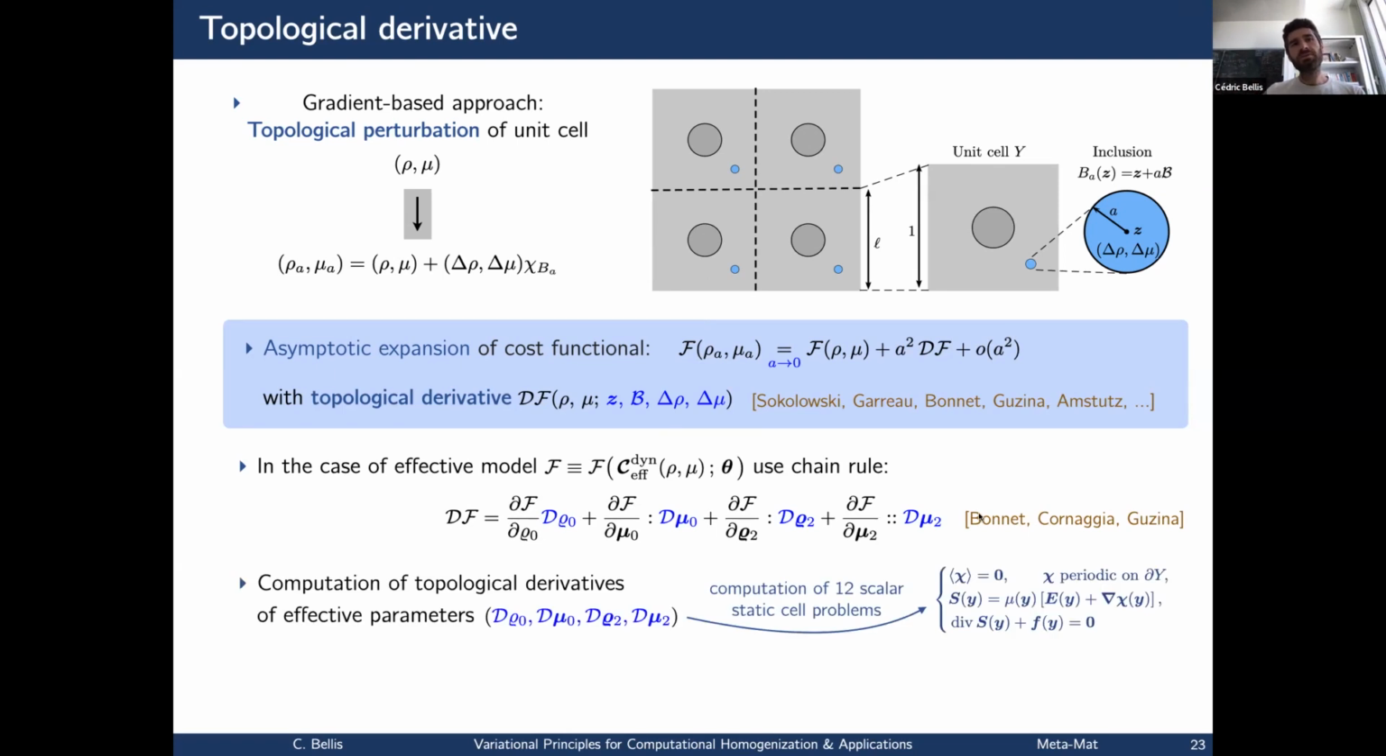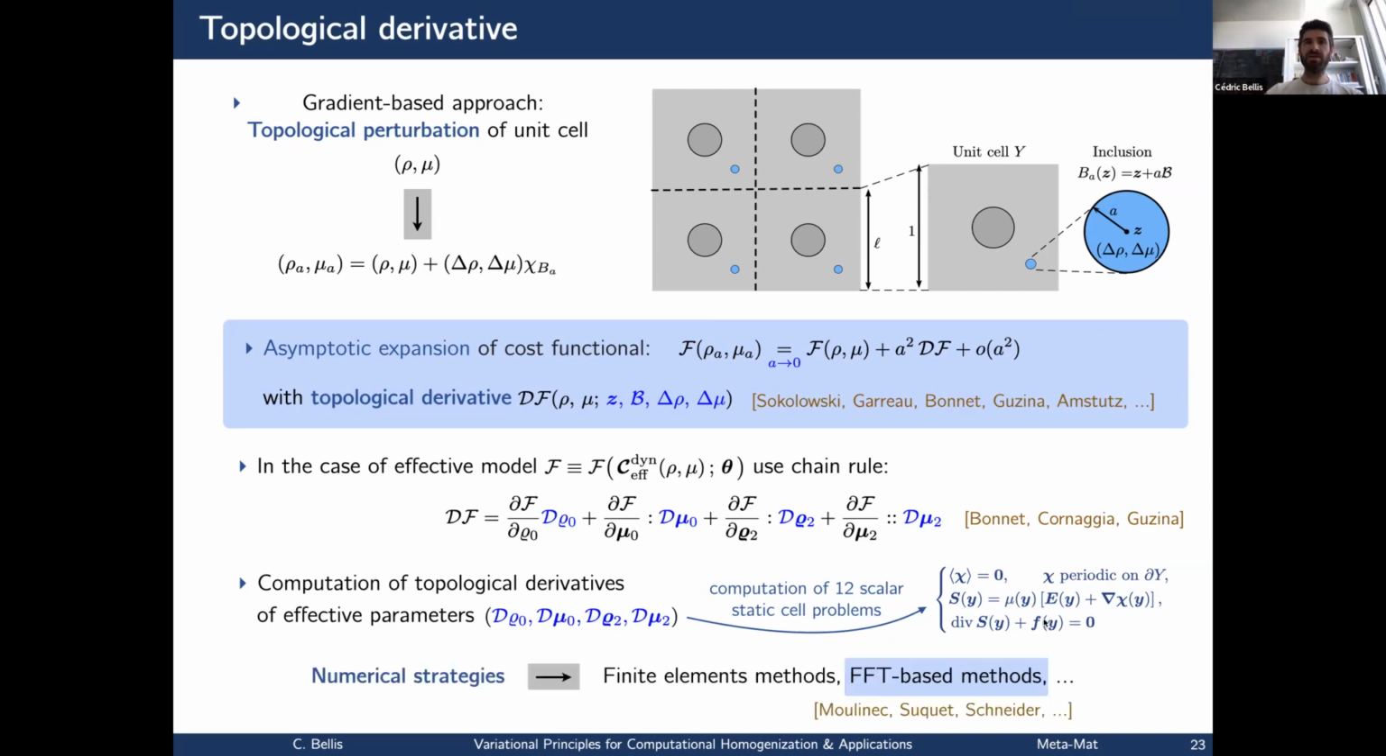So the key point here is that to compute the topological derivative of the effective parameters, we have to compute 12 scalar static cell problems. Okay, so scalar cell problems in statics, which are of this type. And these are the type of problems for which the methods I have described in the first two parts are dedicated. Okay, so the numerical strategies typically use finite elements or the FFT-based method that we've discussed earlier.